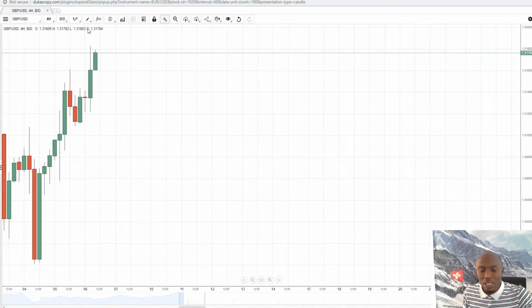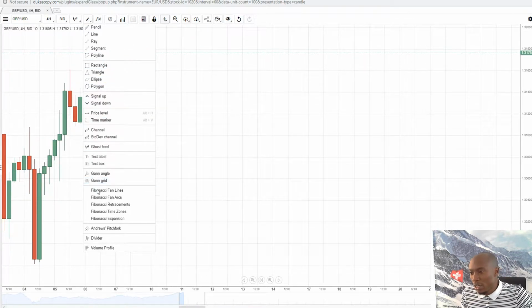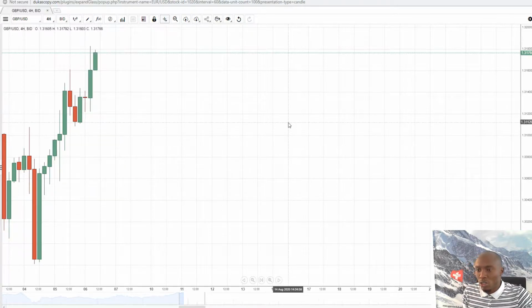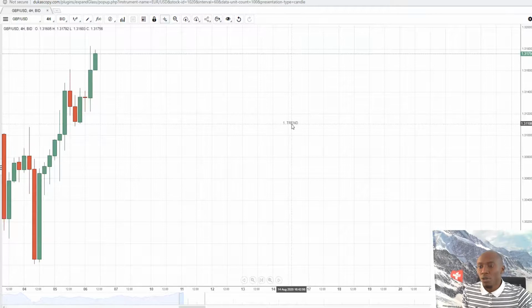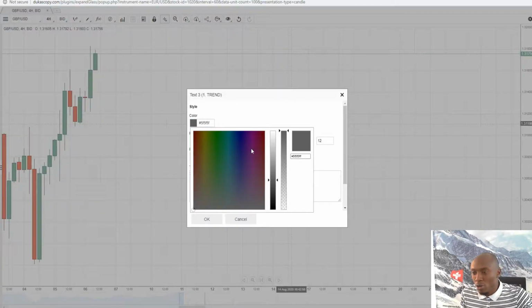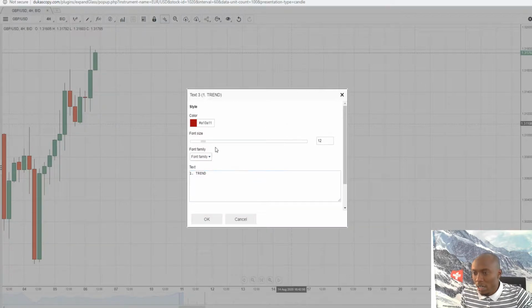The number one is the trend. You need to know the trend in the market. So before you take a trade, you need to know the trend in the market. You need to know if it's an uptrend or a downtrend before taking a trade.